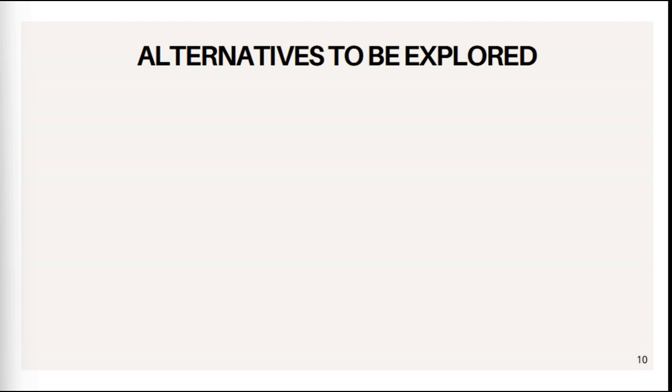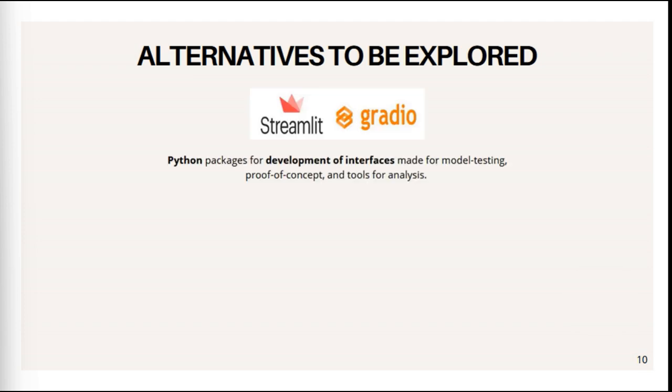These alternatives are Gradio and Streamlit, which are Python packages for the development of interfaces made for model testing, proof of concept, and tools for analysis. The principle of these packages is that the Python code directly makes a web interface with no HTML and no experience in web hosting needed.